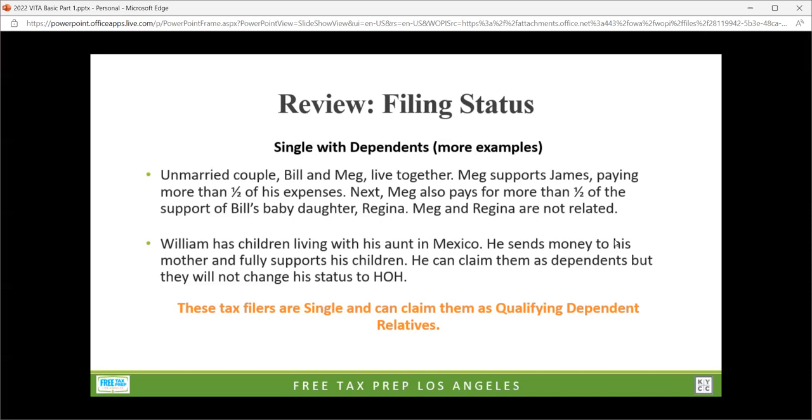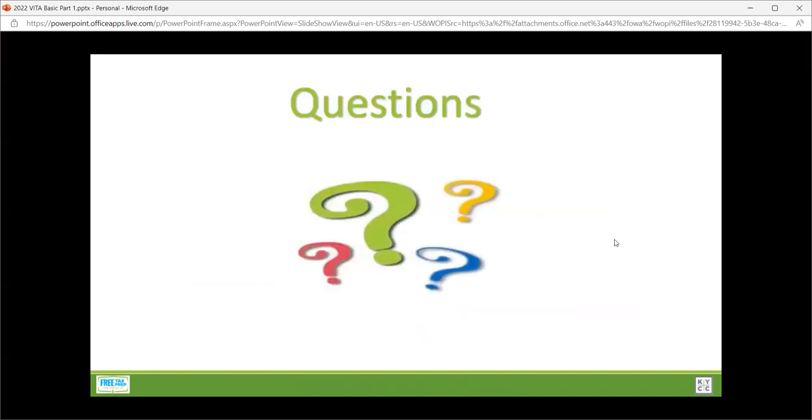So those are all the things we need to pay attention to when we are asking our clients which type of filing status we're going to choose from: head of household, single, qualifying surviving spouse, or filing jointly. So we always need to take into consideration all the requirements for each one of them.